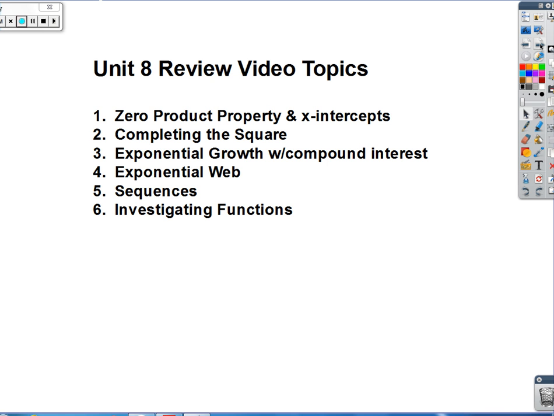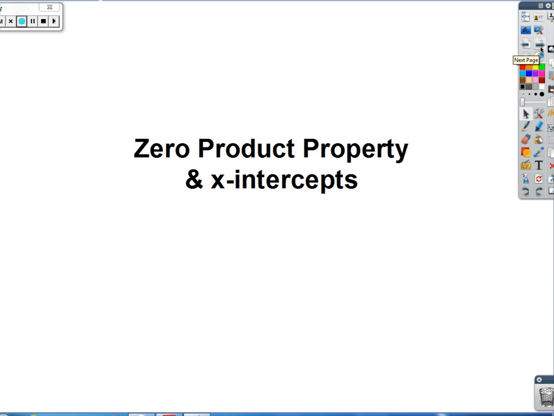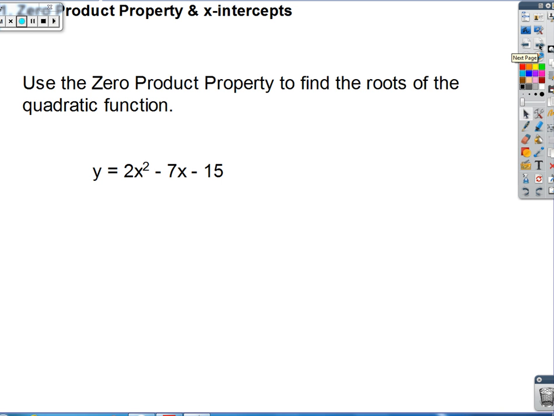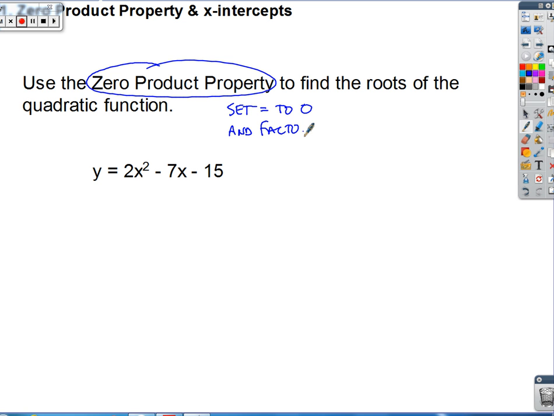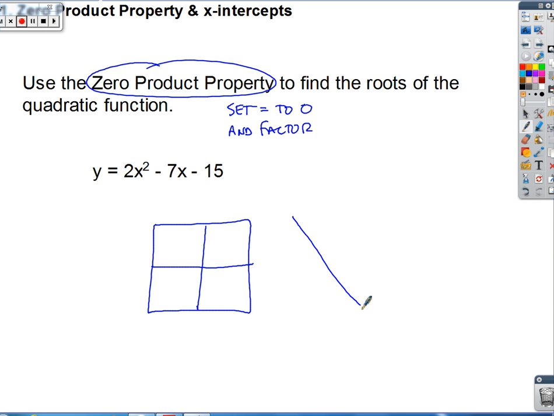Okay, so we're going to start with zero product property and x-intercepts. Use the zero product property to find the roots of the quadratic function. Keep in mind that when you see zero product property, that means two things. It means set equal to 0, and then it means factor. The method that we use for factoring the most is your generic rectangle and your diamond.